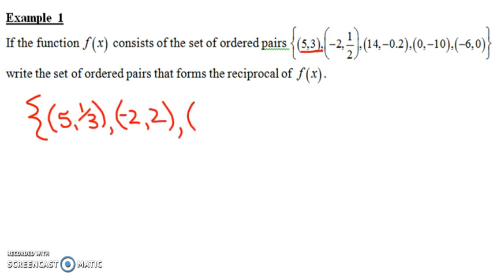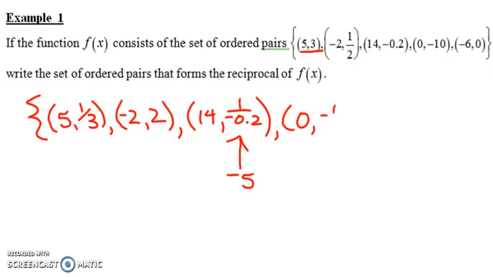For the next one, we'd have 14, and then if you flip 0.2, you'd get 1 over -0.2, and 1 over -0.2 is actually -5. So if you take 1 and you divide it by -0.2, you would get -5. Then we take our next point, 0 and -10. So 0, that would be -1 over 10. And notice that it's okay to have 0 for x.